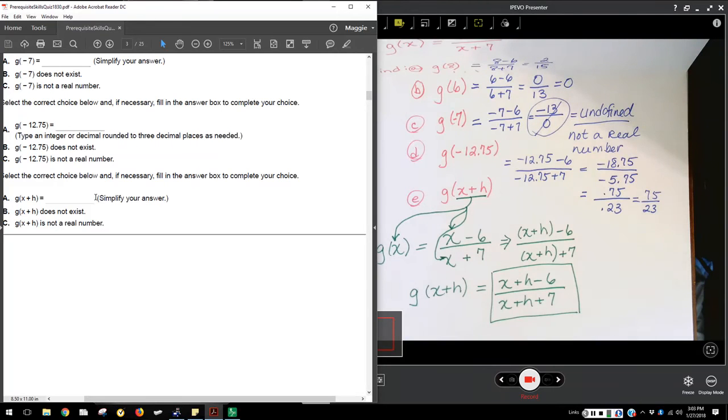Do not try to cancel those two x's. Do not try to cancel those two h's. These are individual terms. You cannot cancel a term into another term. If you can't factor the numerator and factor the denominator, which here you can't, then there is no cancellation possible. So do not cancel. Those are terms. You can't cancel terms. If you can't factor, you can't cancel.